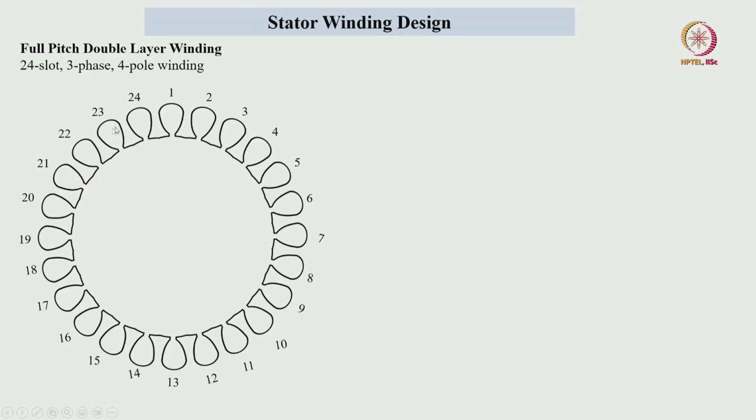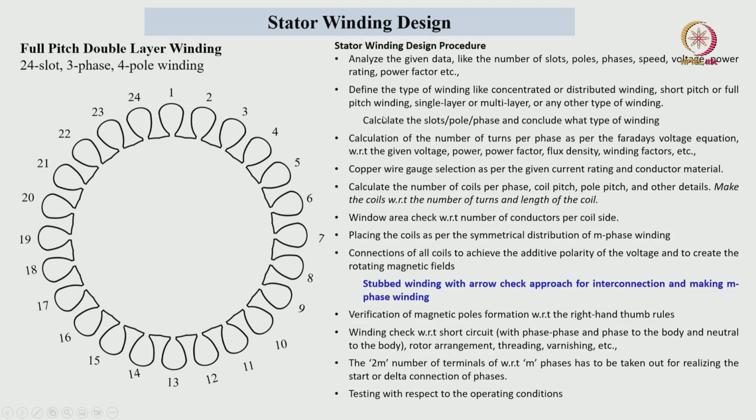We can see here 24 slots with respect to the stator core, and all slots are numbered 1 to 24. The winding design procedure will be the same to make any type of winding. We have to analyze the given data and then define the type of winding, whether it is double layer winding, full pitch winding or short pitch winding. Then calculate the number of turns per phase by utilizing Faraday's law of voltage equation, select the copper gauge with respect to the current rating, and then make the coils.